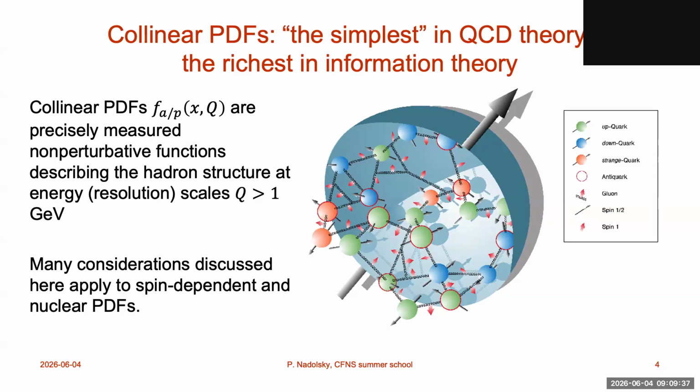Okay, so I'm talking here about unpolarized PDFs, but when we go to the EIC era, let's say 10 or 15 years from now, all these aspects of information theory will also apply to many spin-dependent or nuclear PDFs. And the important point here is that these functions describe the structure at typical energy scales, which I'll call Q, above 1 GeV. Okay, so my plan today is to first introduce you to the theory. Then we'll talk about experiments that measure parton distribution functions.